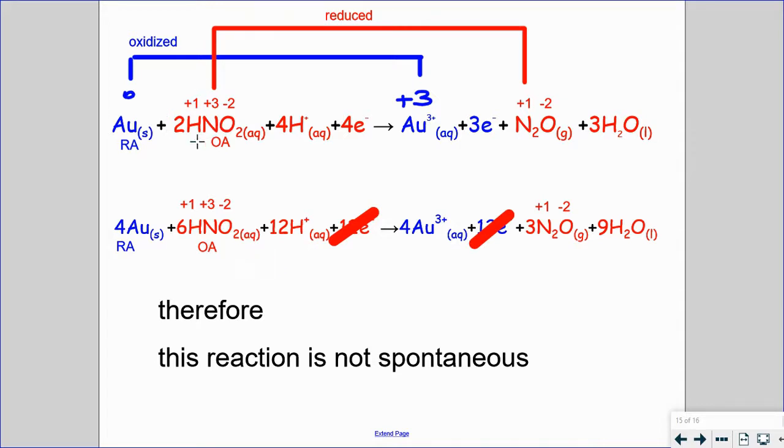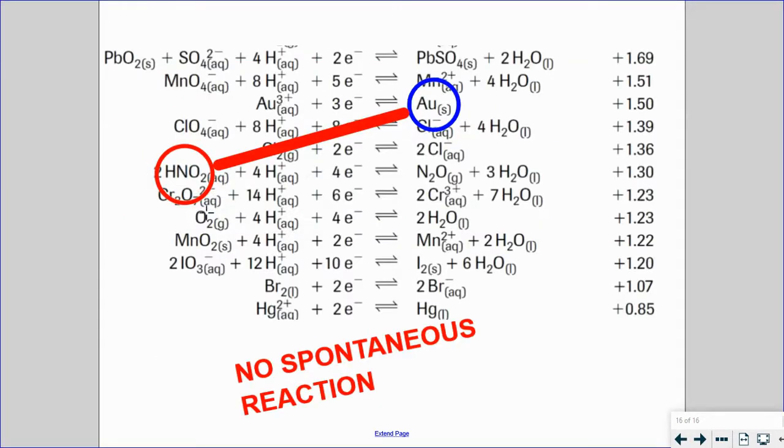Regardless, we can see that the HNO2 is reduced, so it's the oxidizing agent. And the gold is oxidized, so it's the reducing agent. Is the oxidizing agent higher than the reducing agent? No. So this is not a spontaneous reaction.